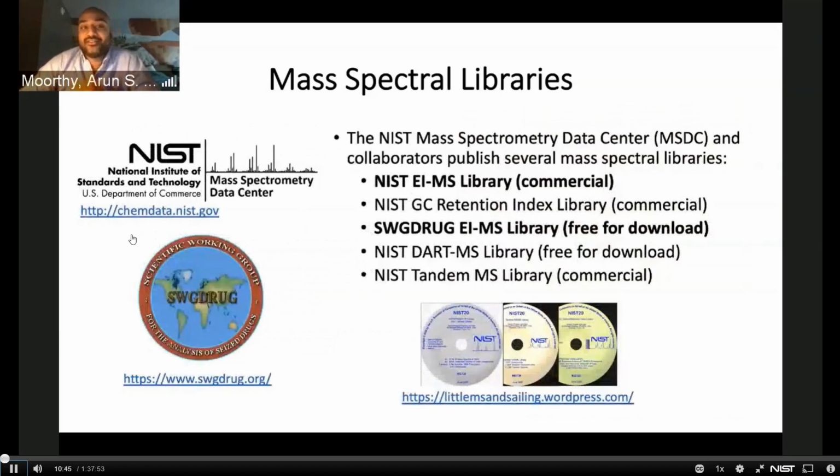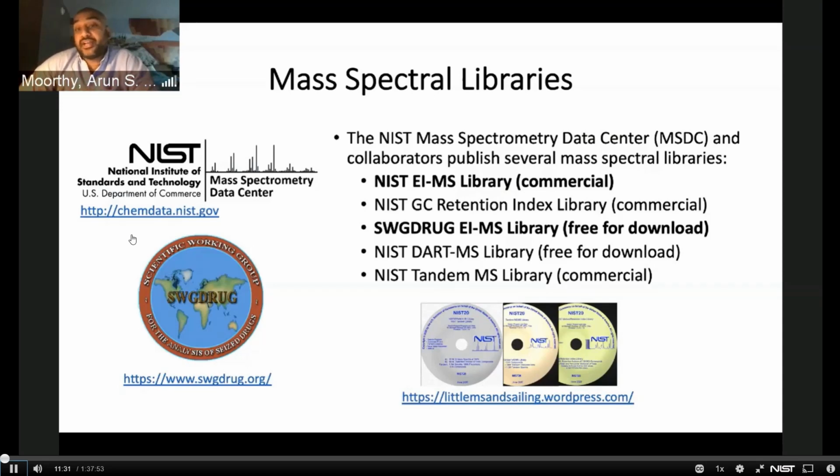Now we are a little further along, and so we actually produce these libraries as digital databases. We produce many libraries in the NIST Mass Spectrometry Data Center. That's actually the data center that I work in, and we and some of our collaborators publish several mass spectral libraries. An important one to this workshop is the NIST EI Mass Spec Library, which is a commercial library. Also important to this workshop, and I probably should have highlighted in bold, is the NIST GC Retention Index Library. We also assist the Scientific Working Group for the Analysis of Seized Drugs in evaluating their mass spectral library, which is free for download at swgdrug.org.